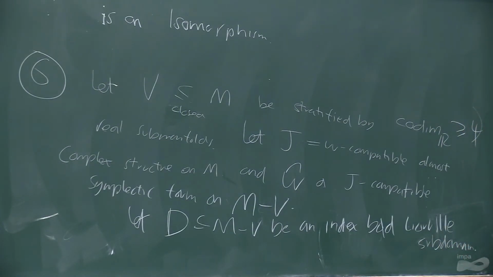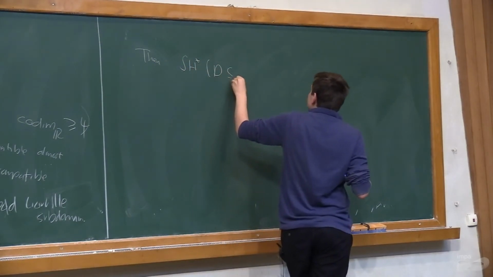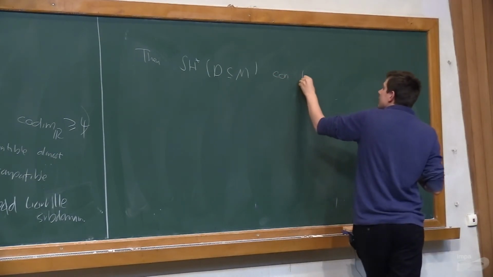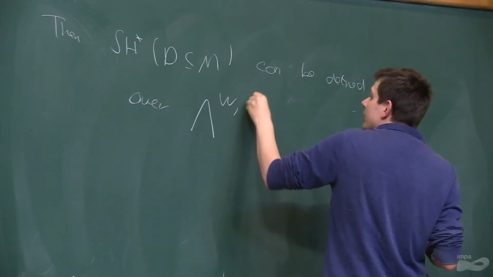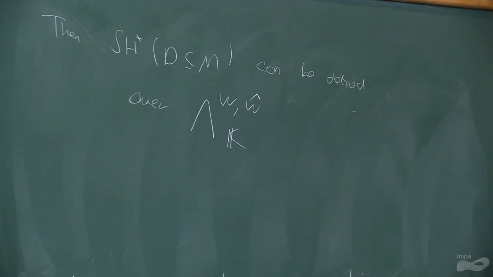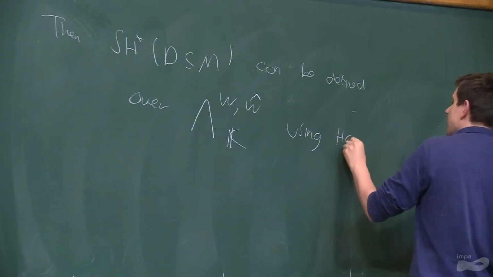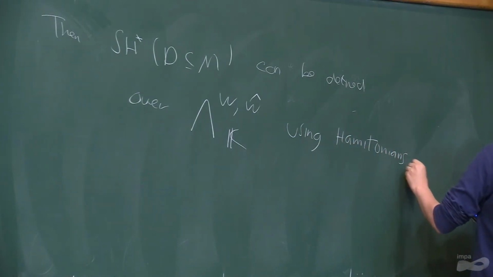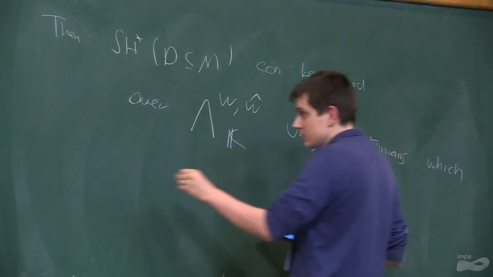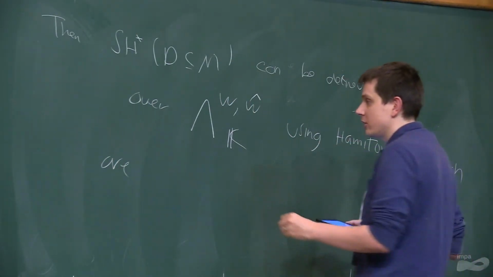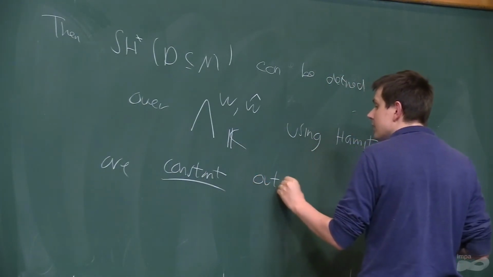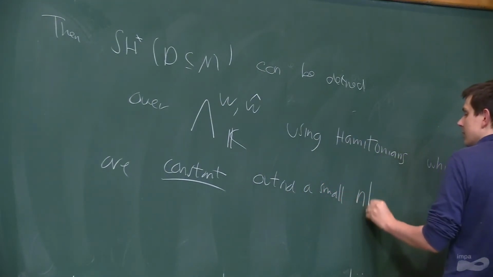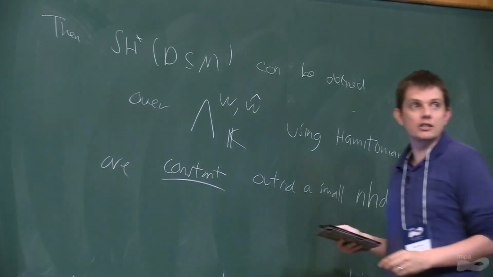Then SH star of D inside M can be defined over the Novikov ring Lambda omega omega hat K. This is the intersection of the two Novikov rings, one with respect to omega, one with respect to omega hat, using Hamiltonians which are actually constant, not just C2 small to a constant, but constant outside a small neighborhood of D. So we can ignore these orbits.